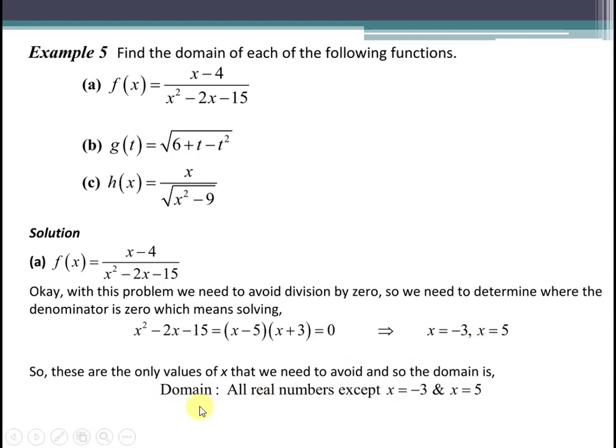These are the only values of x that we need to avoid, and so the domain is all real numbers except minus 3 and 5. We should exclude them because we cannot divide by 0. In other points, it's okay. So all real numbers except minus 3 and 5. This is the answer to our example.